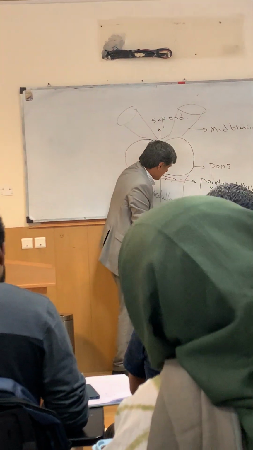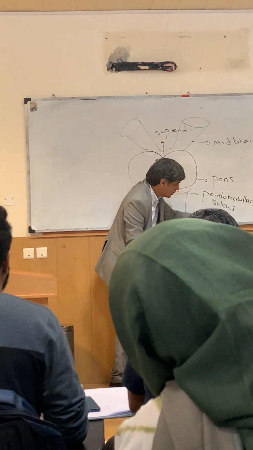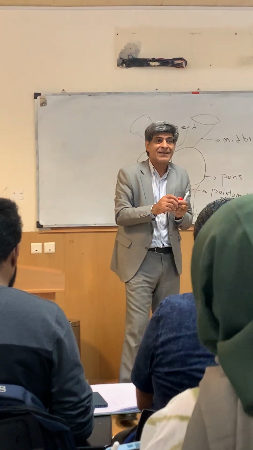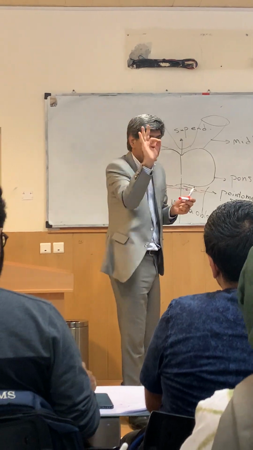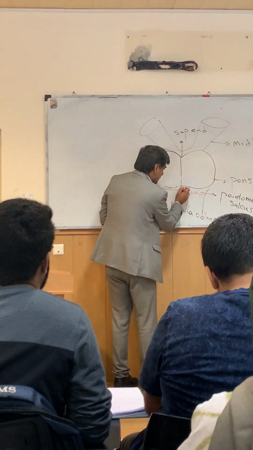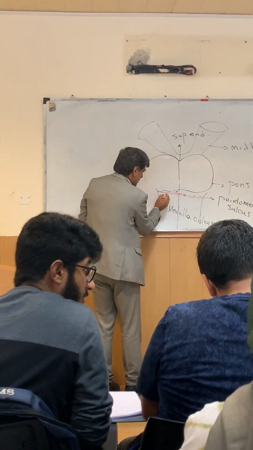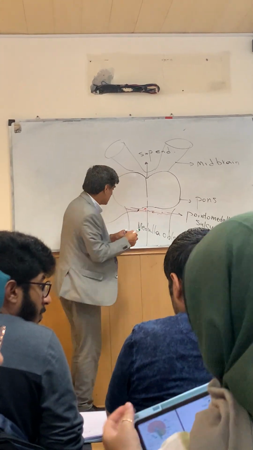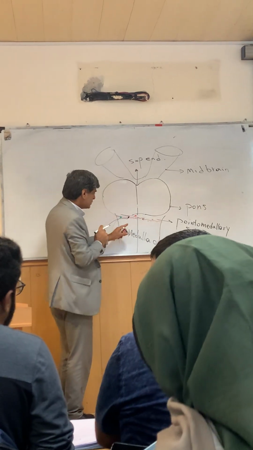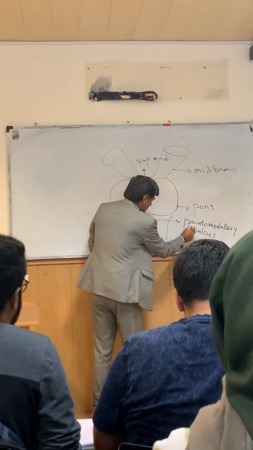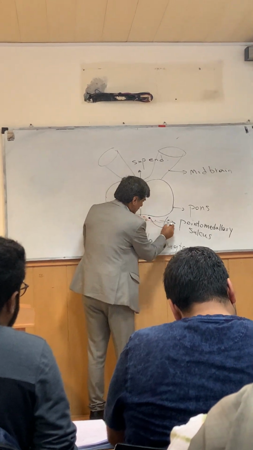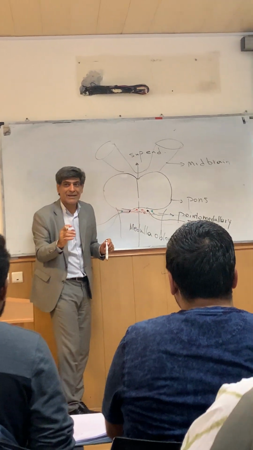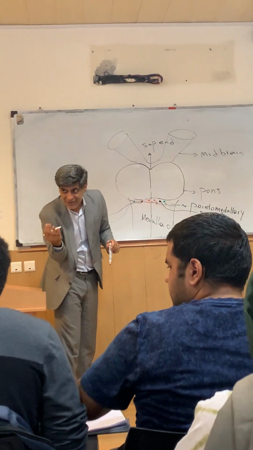Between the medulla and pons is the pontomedullary sulcus, a very, very important sulcus, because three cranial nerves pass through it.